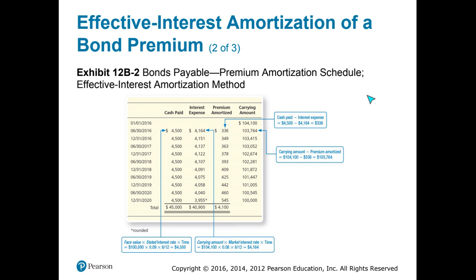For the premium amortized, we took the cash paid minus the interest expense. So 4,500 minus 4,164 leaves us with 336. And then the carrying amount, we took carrying amount minus premium amortized. So the 104,100 minus 336 leaves us with 103,764 carrying amount. So that's how we calculated that one.